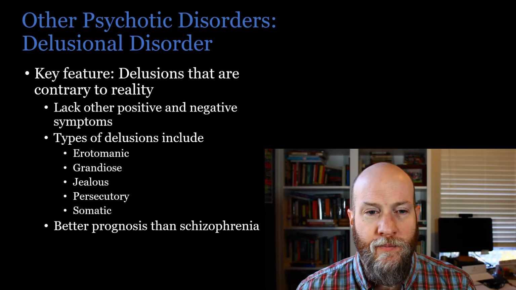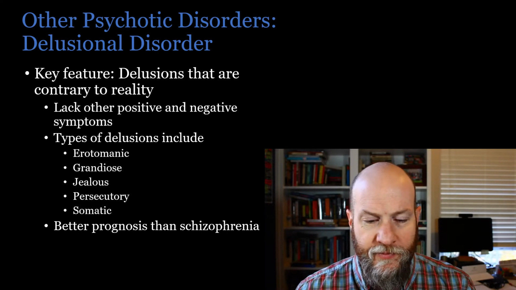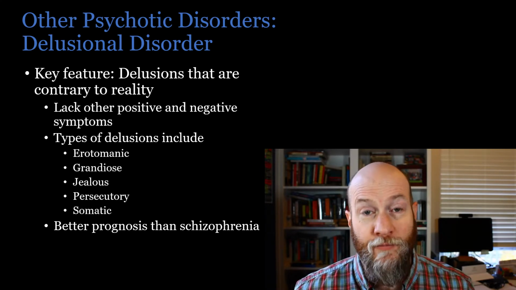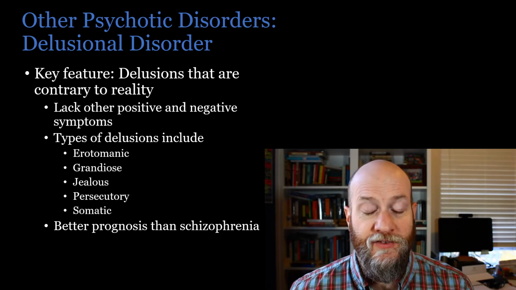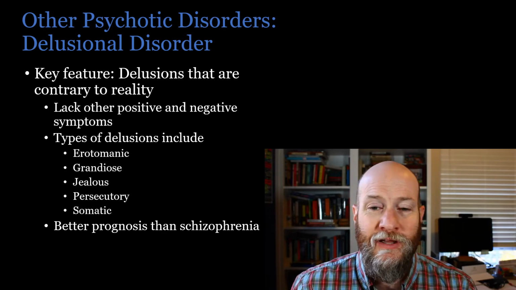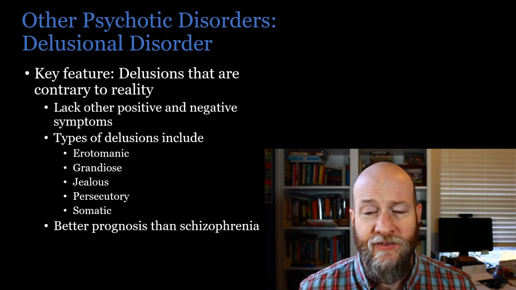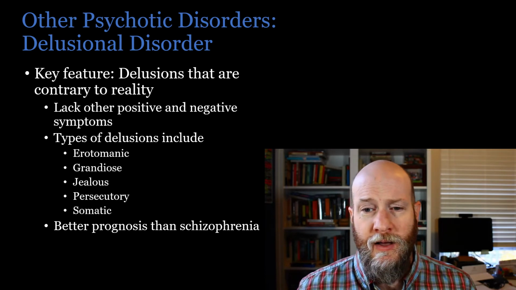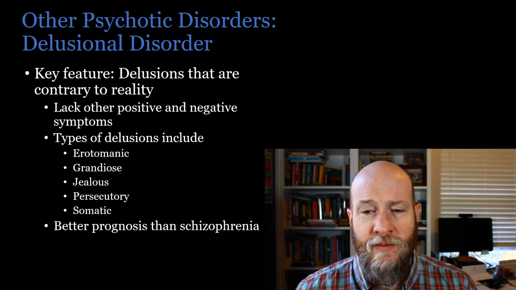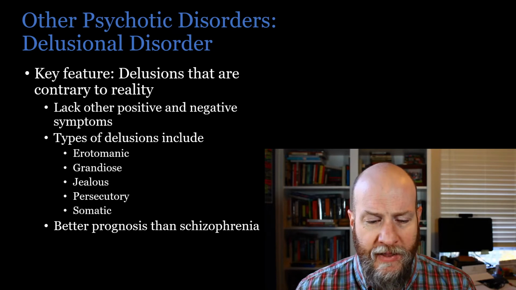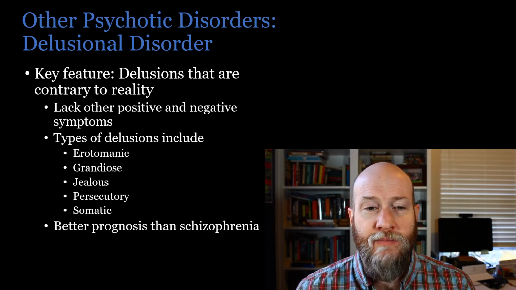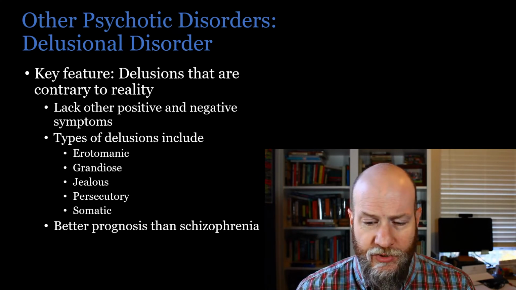Erotomanic delusions are one example. This is sort of the belief that someone else is in love with you or attracted to you, often someone in power like your boss or a celebrity. We frequently see this type of delusion associated with stalkers, people who are stalking celebrities or powerful people because they're convinced they have an emotional connection between them, that this person loves them. Delusions can certainly be grandiose. They can be delusions of jealousy, persecutory or paranoid delusions, or somatic delusions.